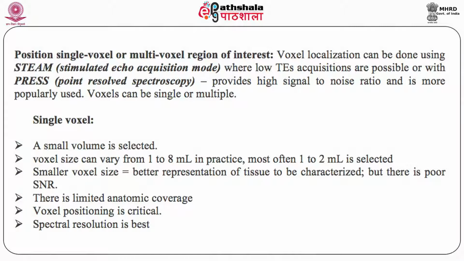Multiple voxels. Here a large volume is selected which yields spectra from multiple voxels simultaneously. Now the spectral resolution is moderate.